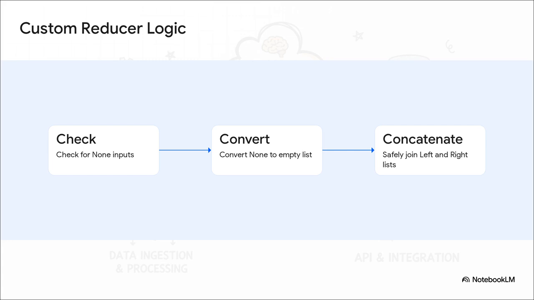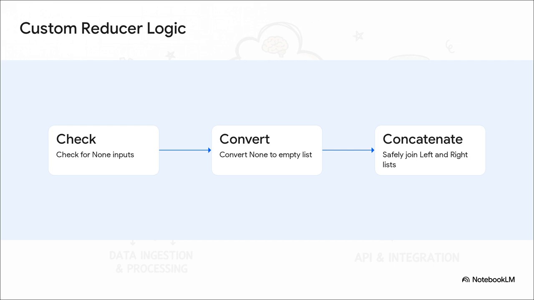So how do we fix this? Custom reducer logic. You can write a super quick Python function to intercept these updates before they ever get a chance to crash the system. The logic is beautifully simple. First, you just check the incoming parameters. Let's call the old state left and the new update right.